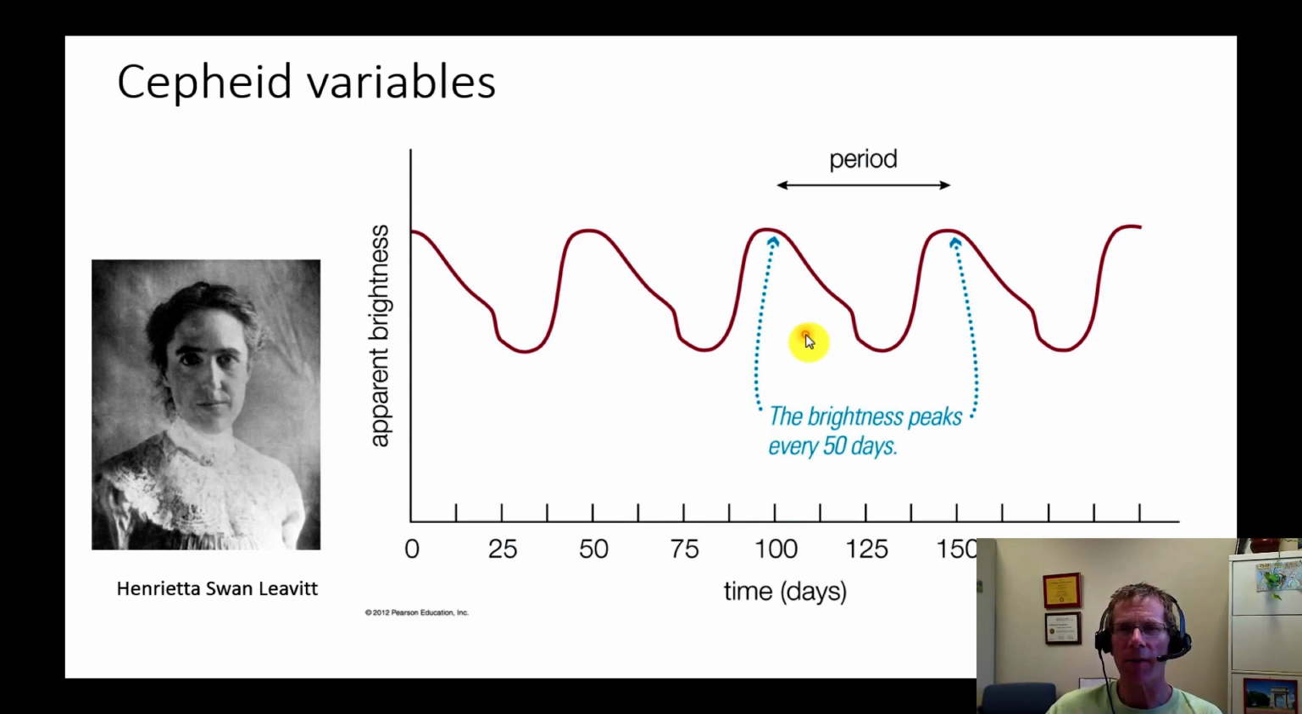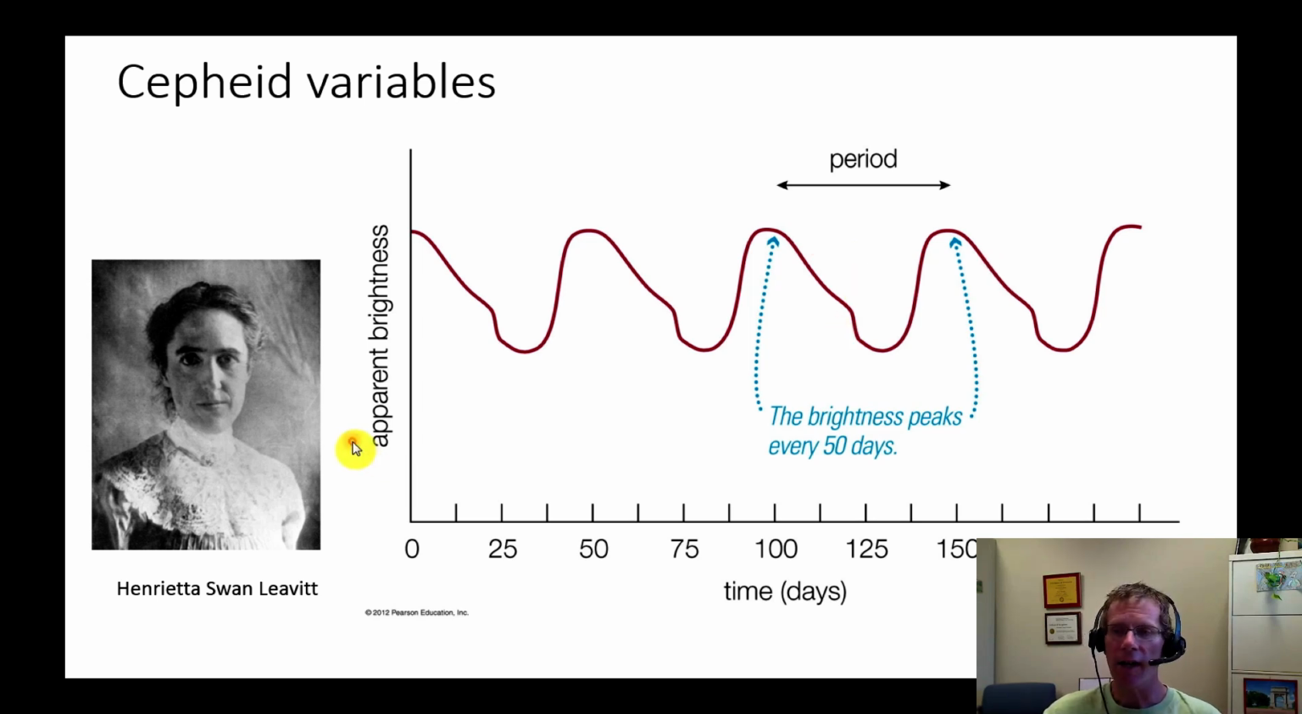To notice things a little bit farther, we use something called a Cepheid variable. Cepheid variables have been known for a few hundred years. They are variable stars. The first one was in the constellation Cepheus, thus the name Cepheid variable. And its brightness varies in a very periodic way. Look at how the shape of the graph is the same day after day, week after week, month after month. So for this one, the brightness peaks every 50 days.